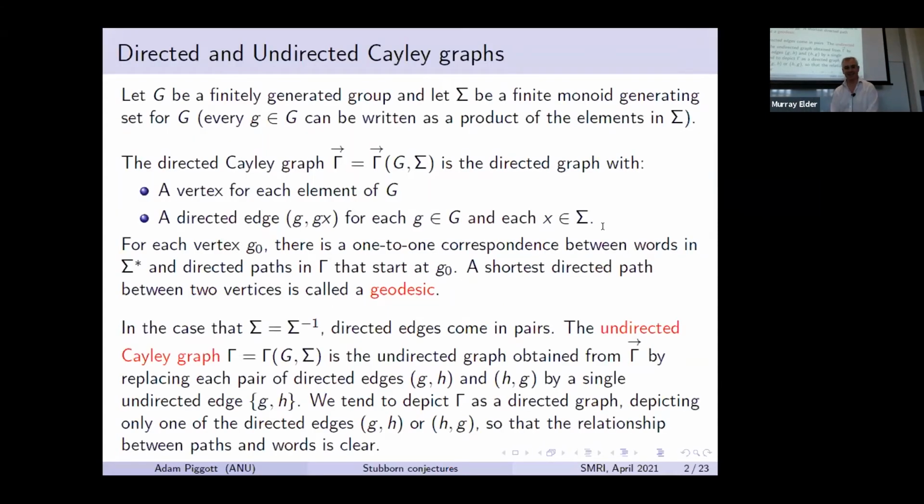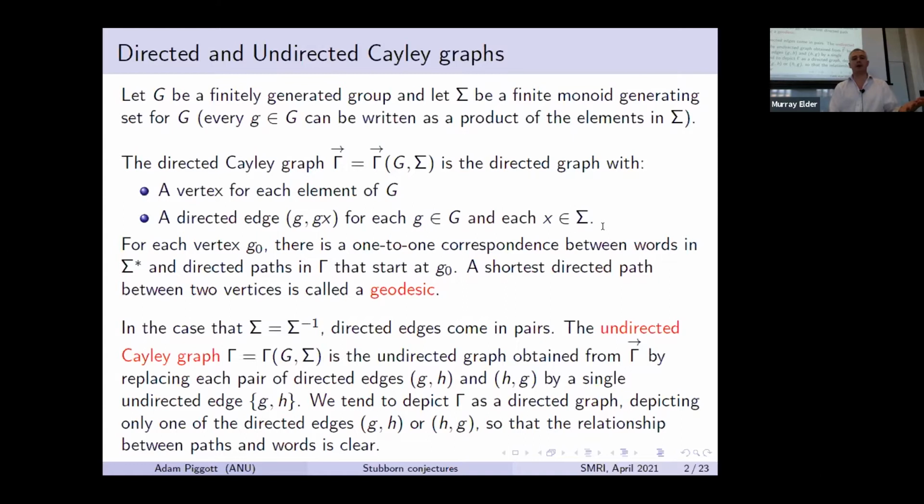Okay, so we'll start with some background on directed Cayley graphs. The sort of objects we care about are groups, but we often picture groups with Cayley graphs, and for the sort of work we're talking about here, there's a little confusion I need to clear up before it gets in the way.